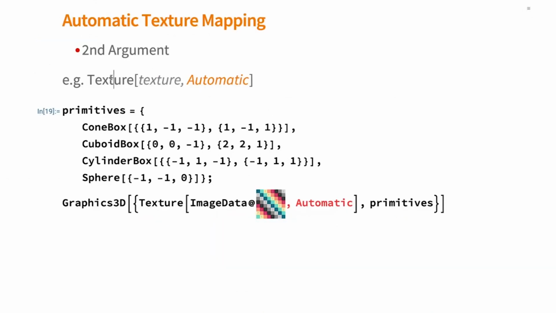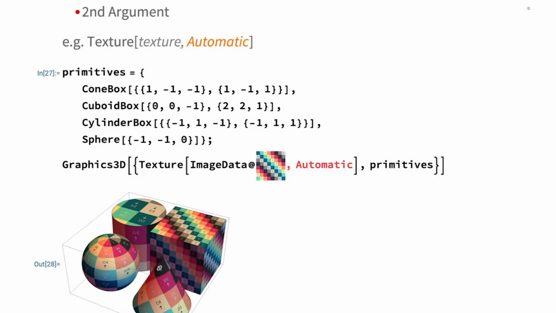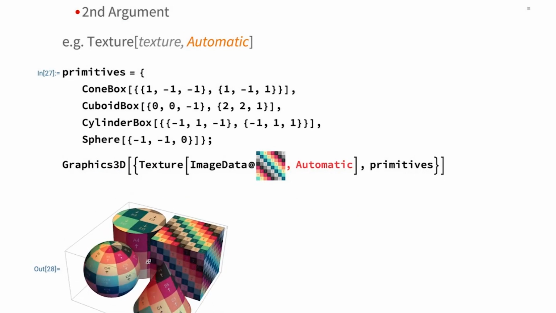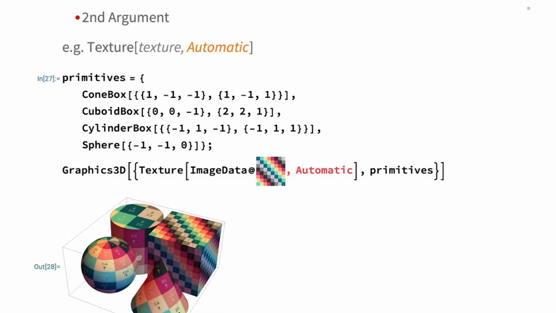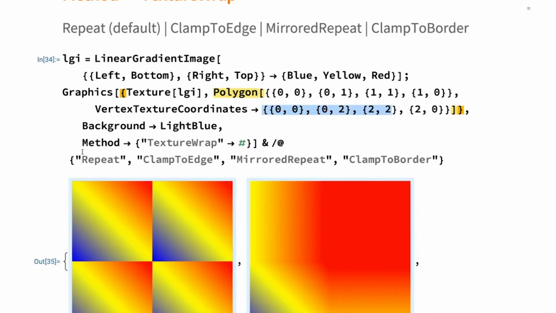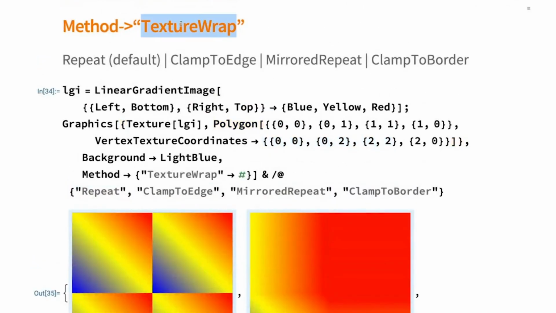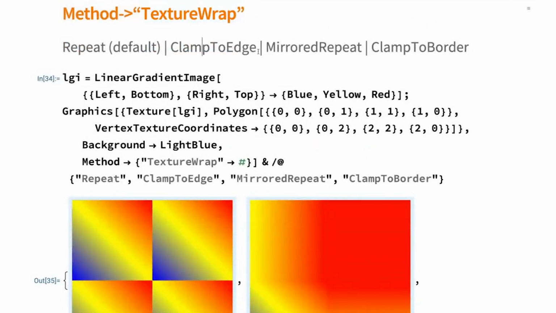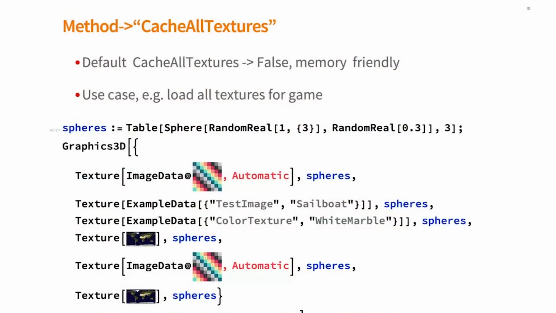To make things even easier for the texture directive, we now support a second argument. For that, you can specify automatic, and it'll choose the most appropriate named version or mapping for the shapes that follow it. So for instance, in this example, we can see that the texture has been wrapped across all these primitives and shapes. We've introduced a new method option called texture wrap. This accepts these arguments. We provide another method option to help speed up textures in certain situations.